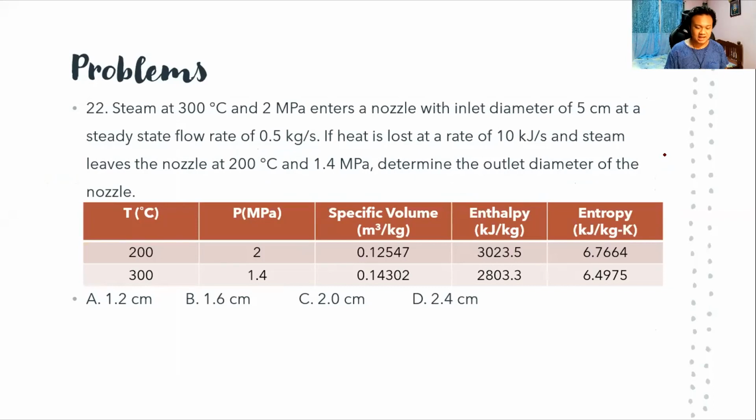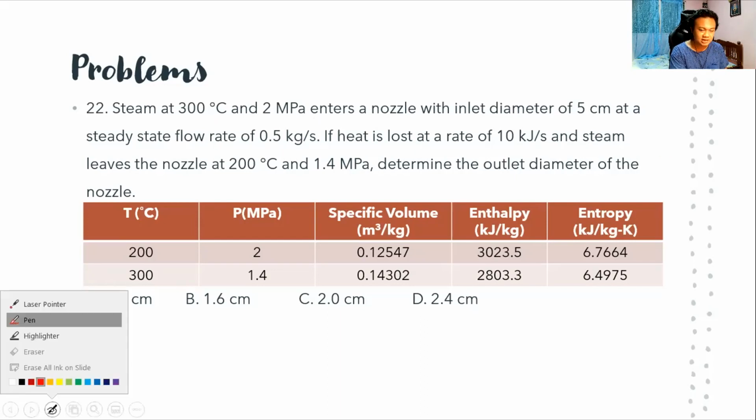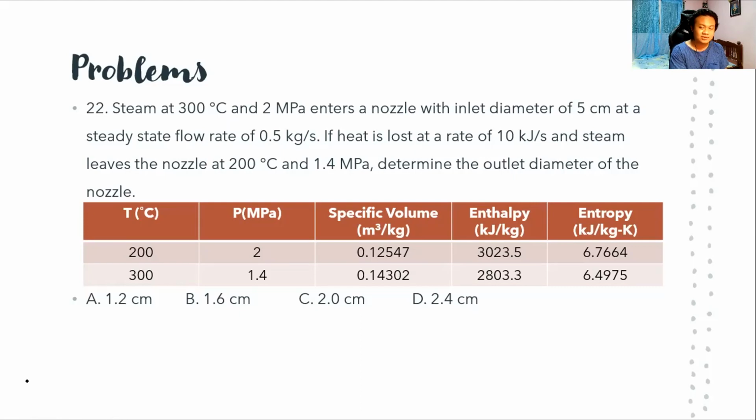They have given us the values from the steam table already. They have been very generous to us to give us these values. As you can see, there is steam. It is similar to what we have solved in the steam table video that I have taught you. So it is now at 300 degrees Celsius and 2 MPa. Meaning this is SHV, superheated vapor, and then it enters a nozzle.